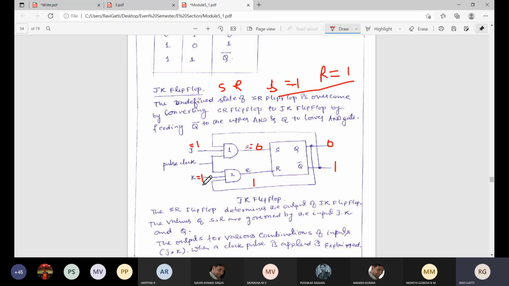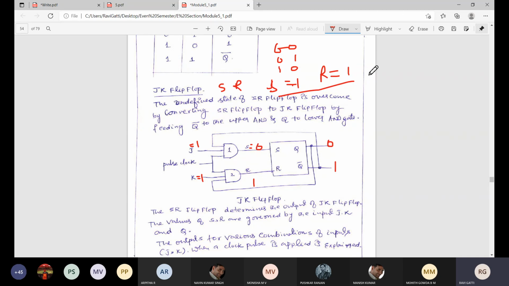What I'm trying to say is this JK flip-flop is nowhere different from the SR flip-flop, only we are feeding back to the input terminal, that's all. Your JK flip-flop will work like the SR flip-flop for all the cases. When S is equal to 0, R is equal to 0, both SR and JK flip-flop get the same output. When S is 0, R is 1, the same output. When S is 1, R is 0, again the same output. But when S is equal to 1 and R is equal to 1, there is a difference. So that difference we will try to understand in this diagram.